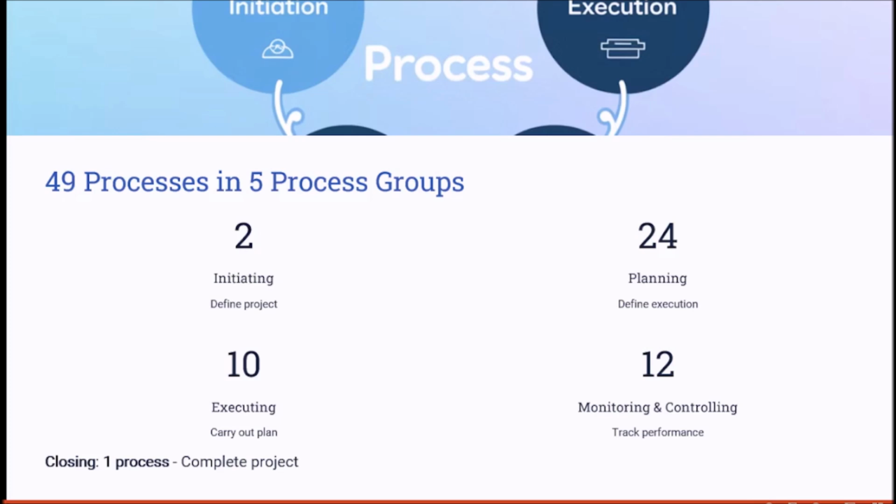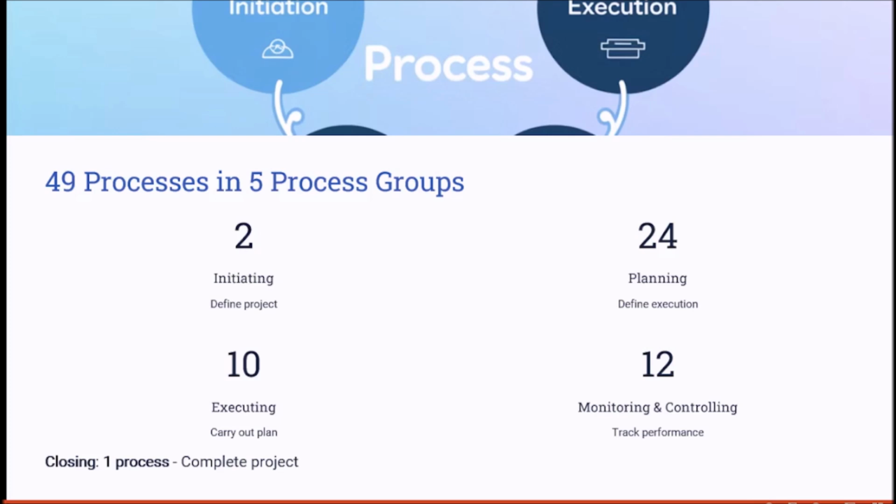Also, in the monitoring and controlling process group, we have around 12 processes to track the performance of your project. An example here is controlling the scope, validating the scope, and another 10 processes that we are going to discover later.